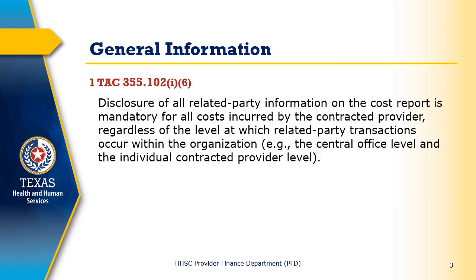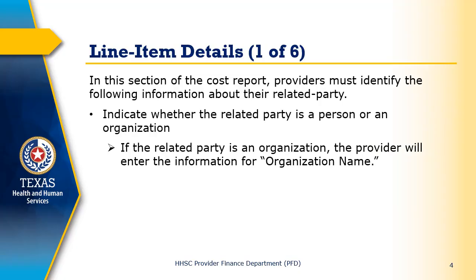HHSC identifies related party information to ensure that related party transactions are allowable. The provider needs to provide adequate documentation upon request to support any costs attributed to related parties. This documentation must clearly identify the total costs incurred by the related person or organization and demonstrate the allocation methods used for both direct and indirect costs. If the contracted provider does not supply sufficient documentation to justify the costs attributed to the related party, those costs will be deemed unallowable according to established guidelines.